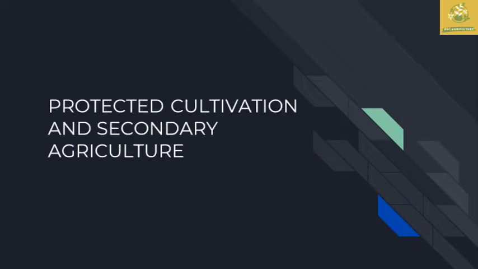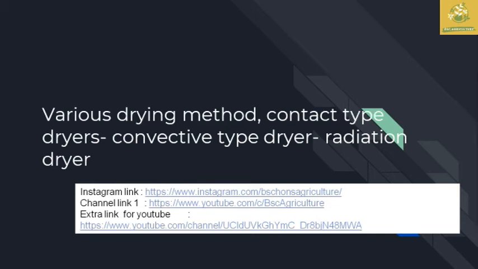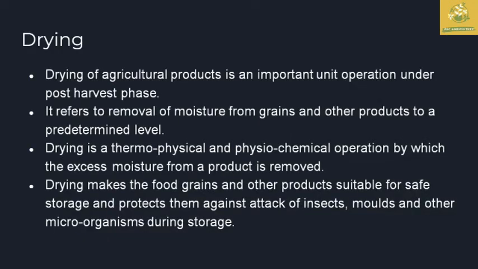In this video, we are going to see about productive cultivation and secondary agriculture. I am going to cover the topic of various different drying methods, as well as contact type dryers, convective type dryers, as well as radiation type dryers. First, I am going to give a short intro about drying.